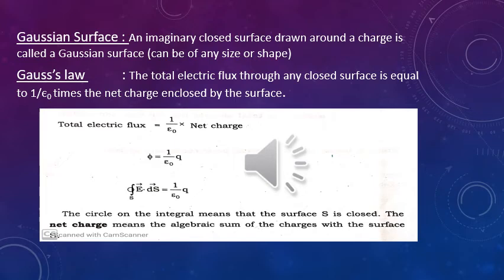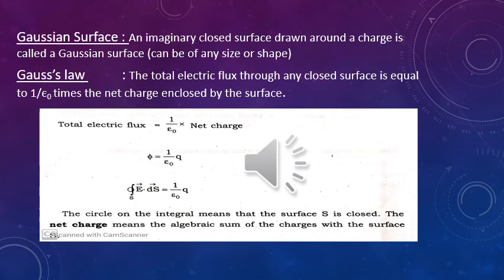We studied what is electric flux, and the total electric flux through a closed surface will be equal to 1 by epsilon 0 into the net charge enclosed by the surface. So here a closed surface is taken, which is called the Gaussian surface, and we look at the net charge of that surface. This net charge into 1 by epsilon 0 is equal to the total flux through that closed surface, and this is Gauss's law.